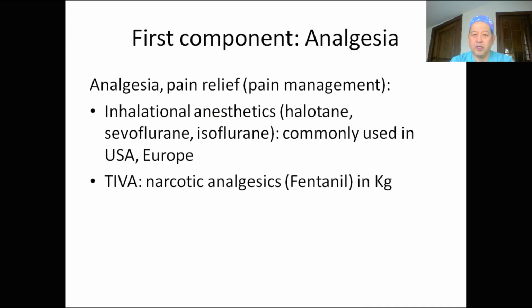Let's talk about the first component, analgesia. Analgesia can be provided in 2 ways. Number 1, through inhalational anesthetics such as halothane, sevoflurane, isoflurane. And number 2 is TIVA, total intravenous anesthesia, where we use narcotic analgesics. I must say that inhalational anesthetics are commonly used in the USA and in Europe. In our country we use fentanyl, we use total intravenous anesthesia.